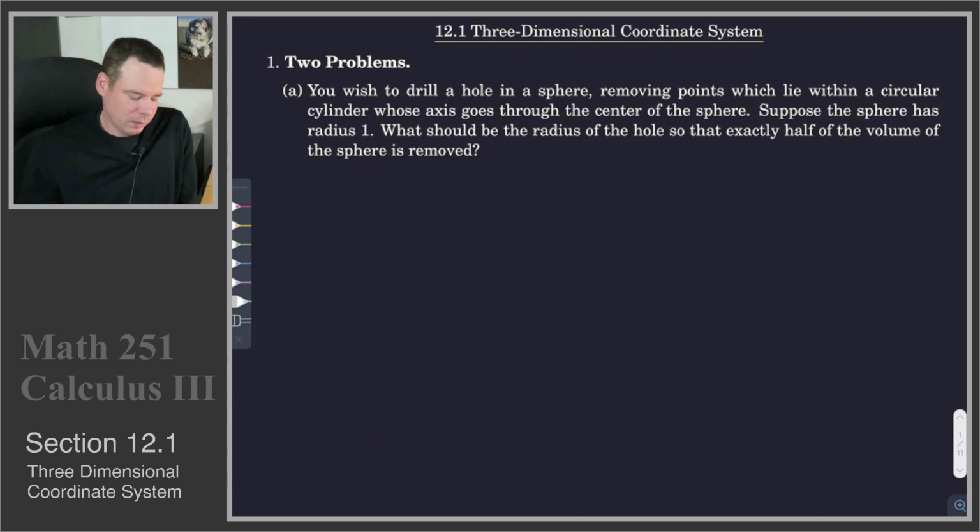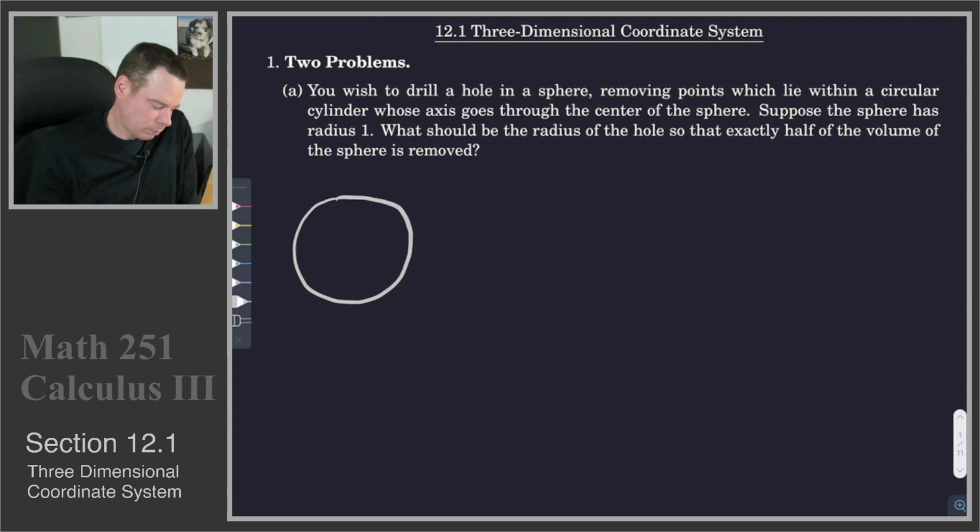We wish to drill a hole in a sphere, removing points which lie within a circular cylinder whose axis goes through the center of the sphere. Okay, so we've got a sphere of radius 1, and our goal is to drill a hole right through the center of it. So we'll go north pole to south pole. And what I'll do is I'll just retrace these side portions, because then I will wipe out that part there. And so here's the hole we've just drilled out.